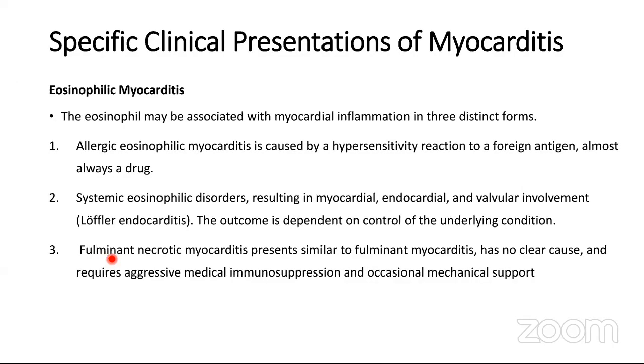Eosinophilic myocarditis: the eosinophil may be associated with myocardial inflammation in three distinct forms. Either allergic eosinophilic myocarditis due to hypersensitivity to a drug or foreign antigen, or as a part of systemic eosinophilic syndrome, primary or secondary hypereosinophilia, or a condition similar to fulminant myocarditis associated with eosinophil degranulation and release of toxic material.